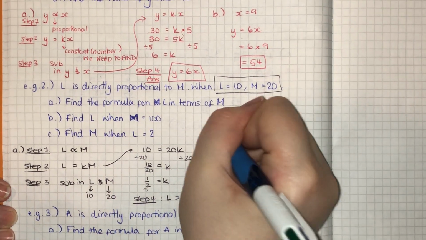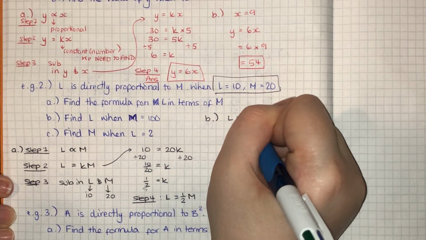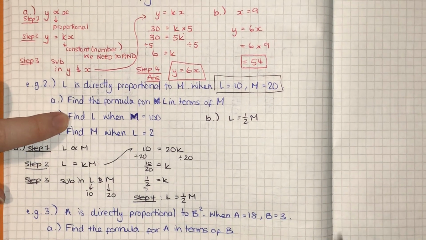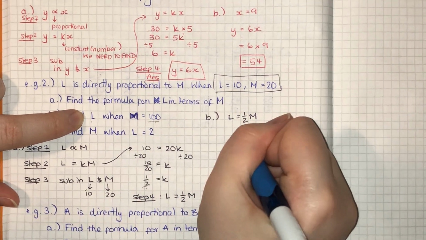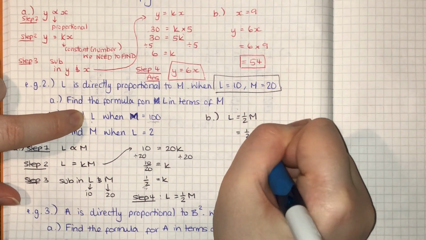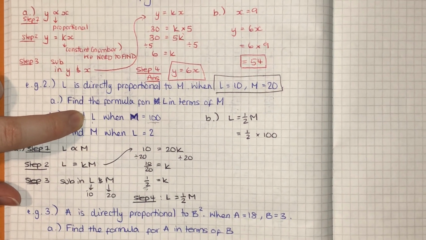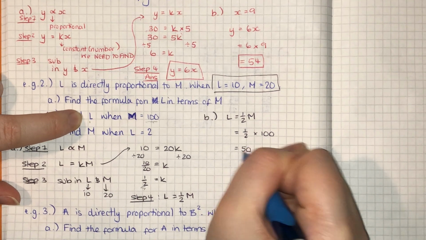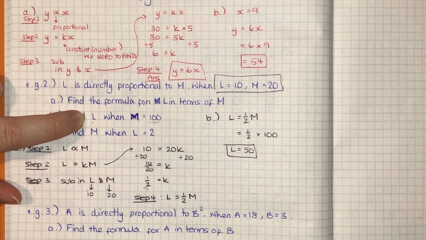Okay, so for B. First thing I'm going to do is just write out the formula, because guaranteed we're going to be using it. So we're told that we need to find the value of L when M is 100. So M is 100. So all we do is 1/2 of 100, which is 50. There you go. So straight away we know that L is 50.